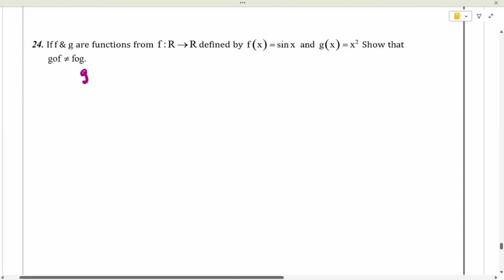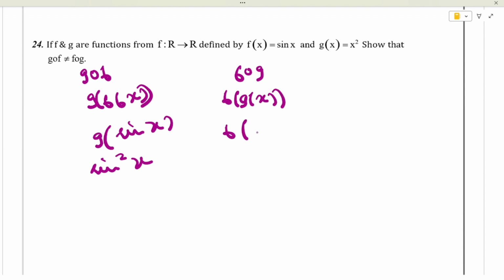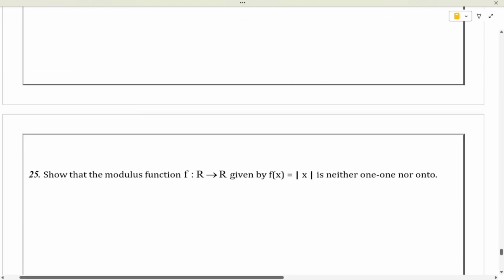Next is gof. What is g of f of x? I hope you can solve this question. Next is sin x, and in the place of it sin square x will be here. For f of g of x, in the place of g of x, what is there? x square. In the place of sin x square. See, sin square x is different, sin x square is different. Okay, so they both are not equal.